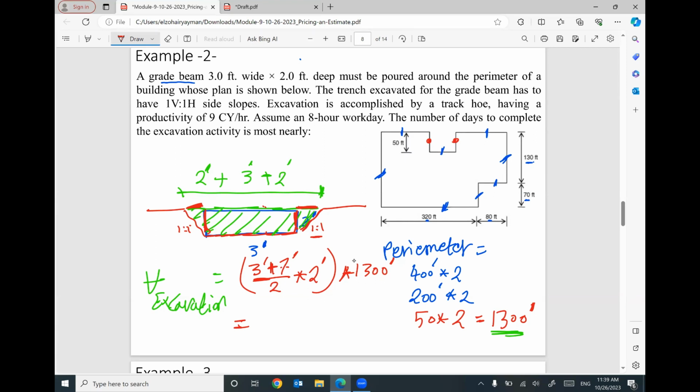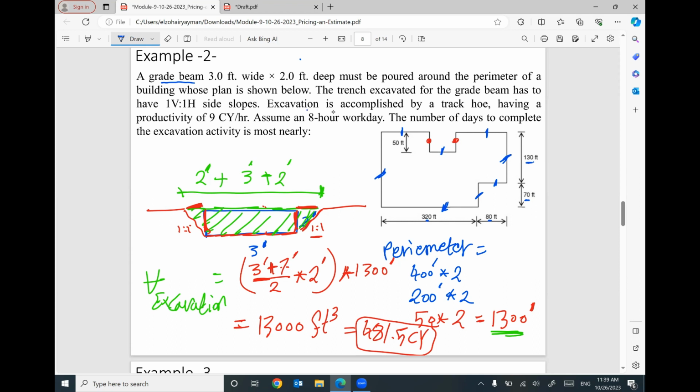How much? 13,000 cubic feet. If you divide it by 27, it will be 481.5 cubic yards. That makes sense? This is the total quantity takeoff. But we are not looking to figure out the quantity takeoff. We are given something different.